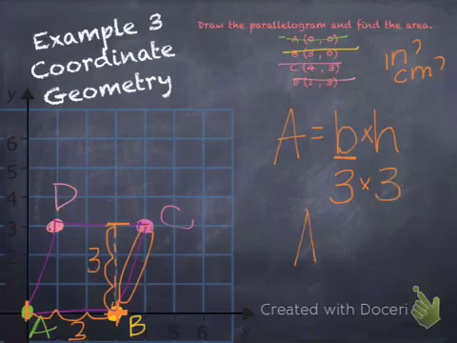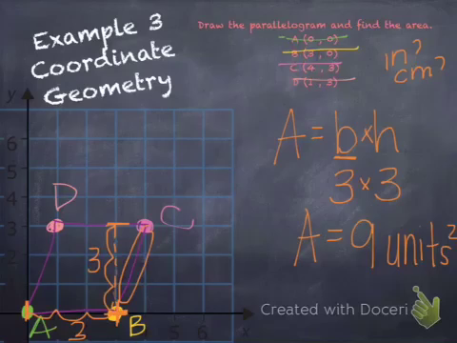So to find my area, all I need to do is multiply 3 times 3 to get 9. And then whatever units it is, we don't know, so I'm just going to put square units. And that is how we find the area of a parallelogram when it's given to us as coordinates rather than when it is given to us as a picture or just as words.